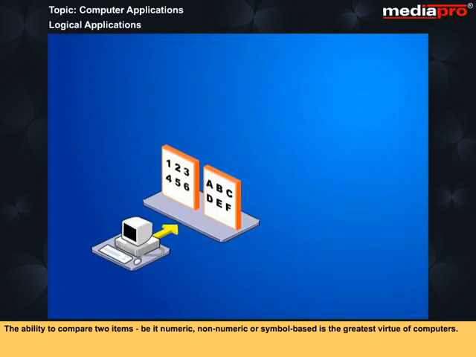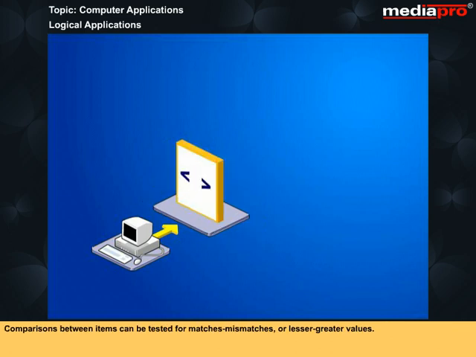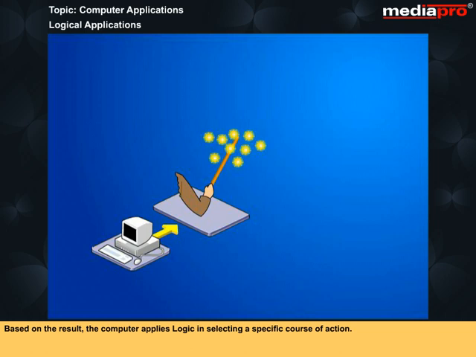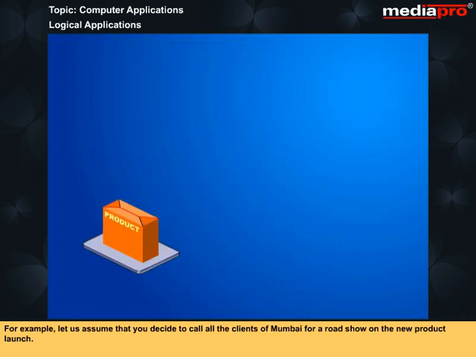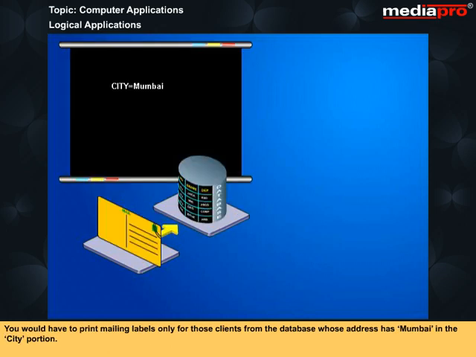The ability to compare two items, be it numeric, non-numeric, or symbol-based, is the greatest virtue of the computer. Comparisons between items can be tested for matches-mismatches or lesser-greater values. Based on the result, the computer applies logic in selecting a specific course of action. For example, let us assume that you decide to call all the clients of Mumbai for a roadshow on the new product launch. You would have to print mailing labels only for those clients from the database whose address has Mumbai on the city portion.